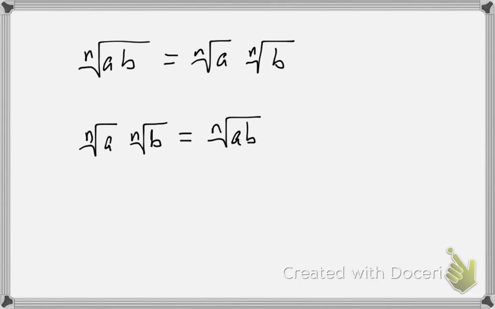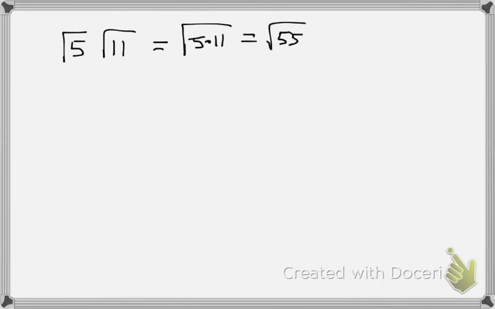So, if I have square root of 5 times square root of 11, can I do this multiplication? Yeah. They're both index 2, so I can write it as one big happy square root of 5 times 11, which means I have square root of 55. You guys agree? And voila, you've multiplied these two square roots together.